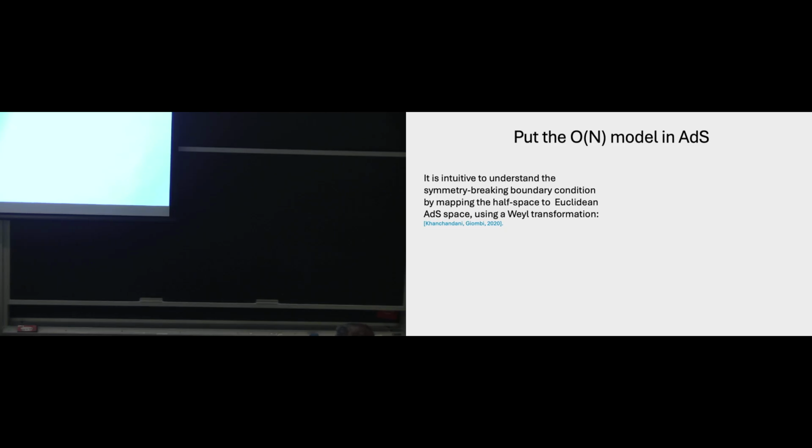To understand the boundary condition, let's put the theory in AdS. We can do this because the AdS metric is conformally equivalent to a flat half-space metric. For a boundary CFT, it does not matter what background you use as long as it's conformally equivalent. If we put the theory in AdS, we have this curvature term. Here I take the AdS radius to be 1, and now we have a non-trivial potential.